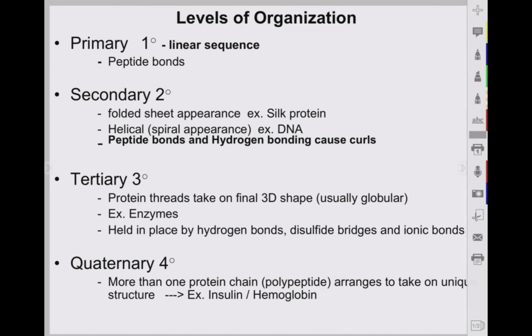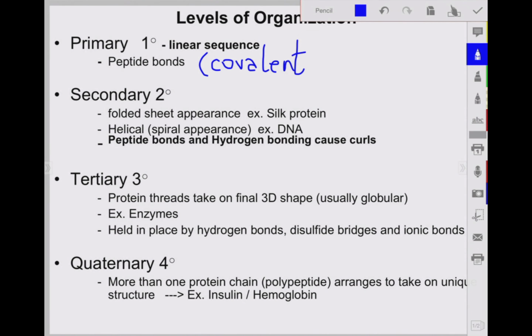So here you go. Just the information portion. Really, when we're looking at the peptide bonds, remember, we're talking about covalent bonds. Really doesn't assume anything about hydrogen bonding, which is what brings these additional structures together.